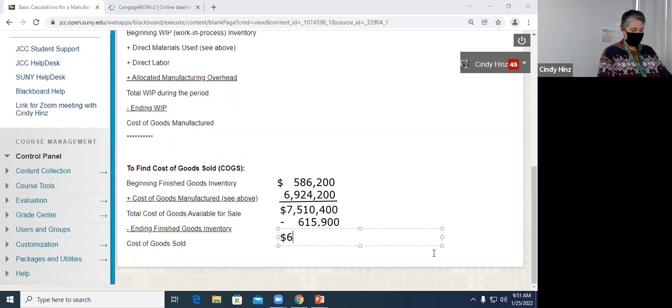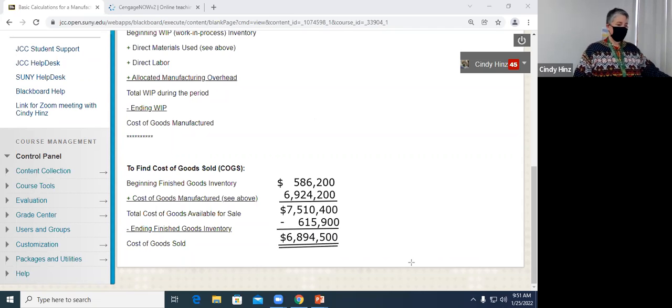And so if I just did that math right, 6,894,500 should be our cost of goods sold. So again, all I was doing was using the formula that's here in the reference materials for chapter 15 in Blackboard, plugging in what we know to allow us to calculate what we don't know. The missing piece, cost of goods sold: 6,894,500.